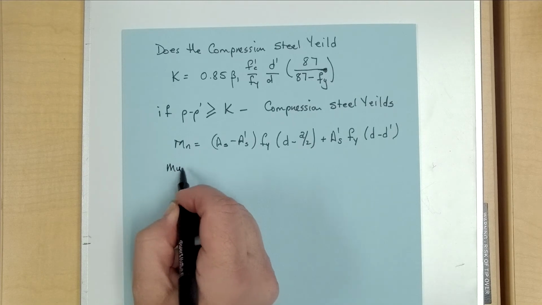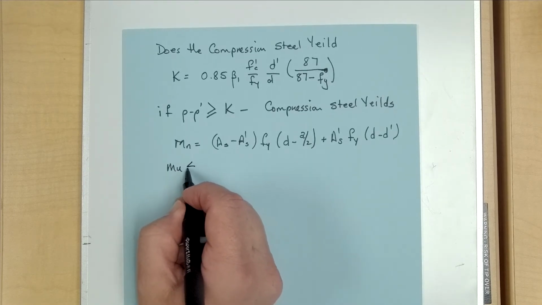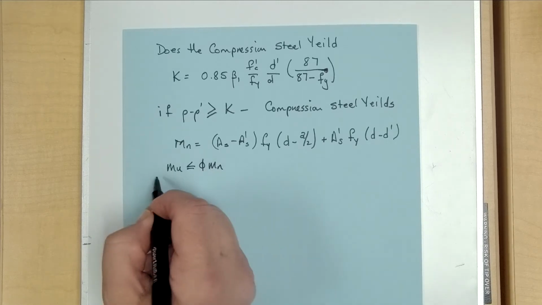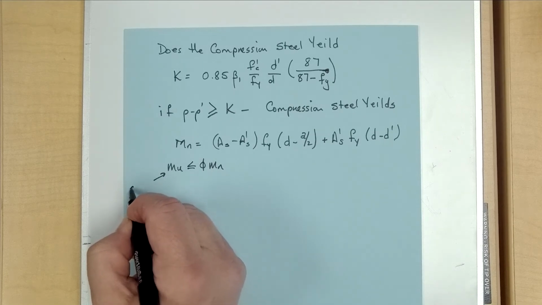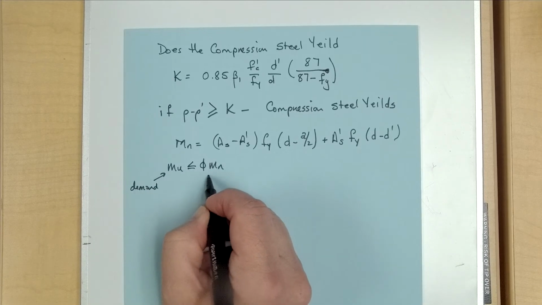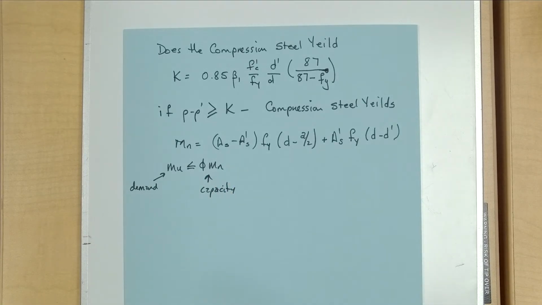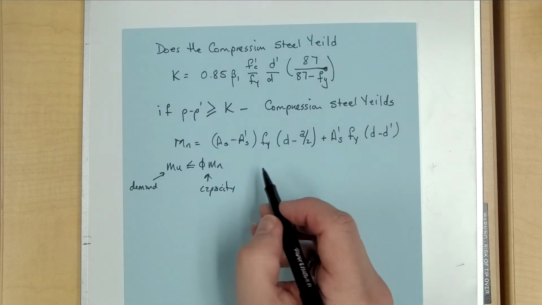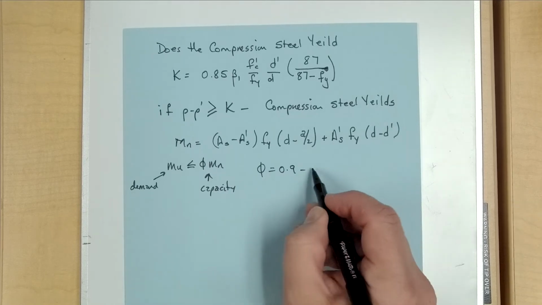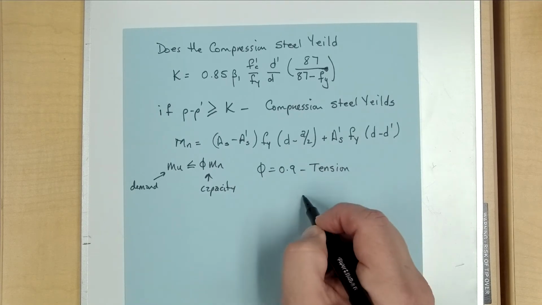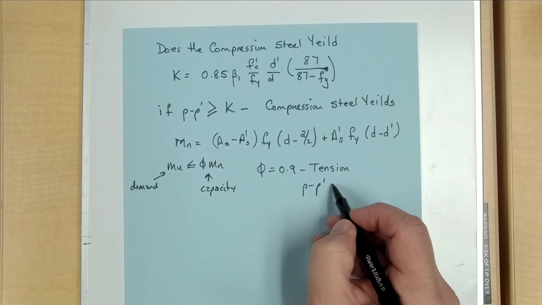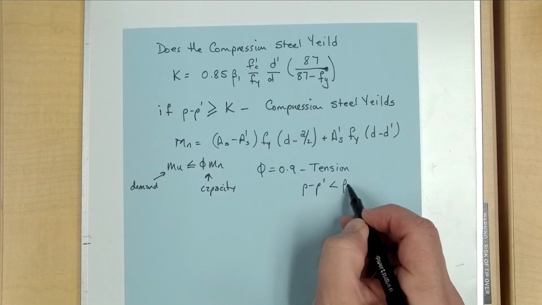And then what do we check? M sub U has to be less than or equal to phi M sub N, where this is the demand, and this is the capacity. And we always want to have more capacity than we have demand for the beam to be acceptable. And phi is equal to 0.9 because we're in tension control, right? We checked rho minus rho prime was in fact smaller than rho max.